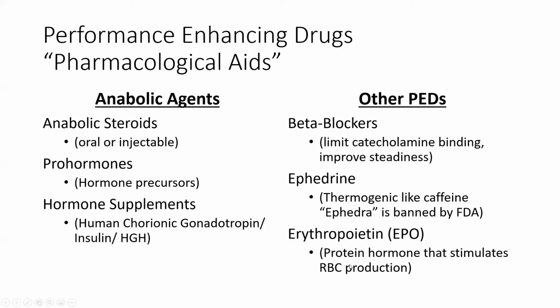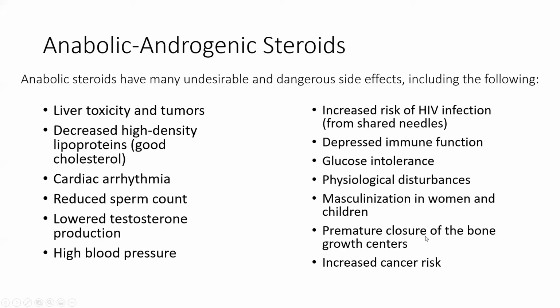There's also EPO, which is erythropoietin, a hormone that our body produces that stimulates red blood cell production. If we stimulate more red blood cell production, we can carry more oxygen. This is often used in endurance events like long duration running and cycling, and it is banned in most of those competitions. So let's look at all the side effects.